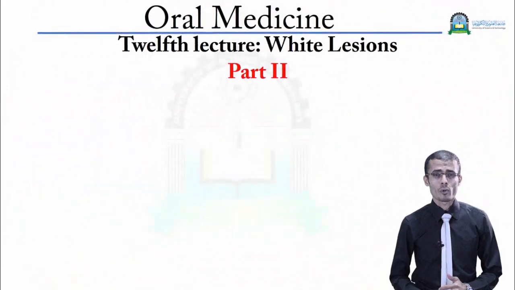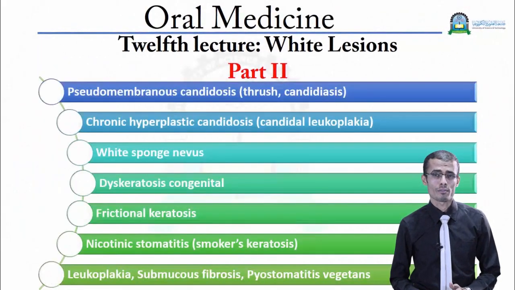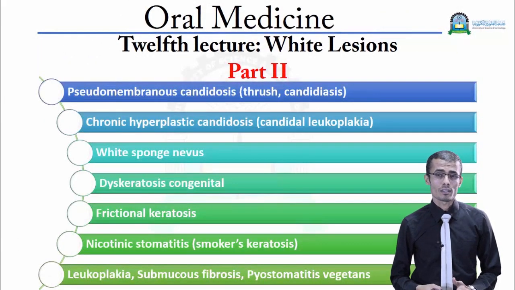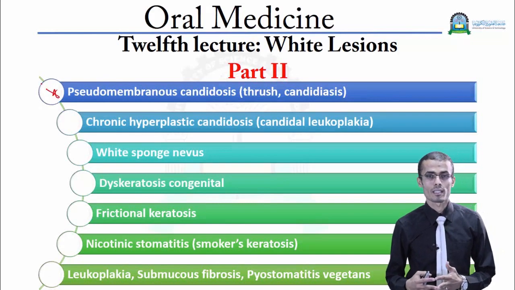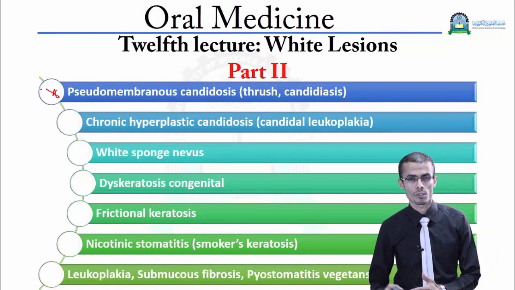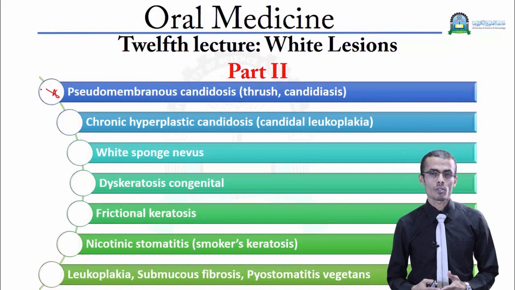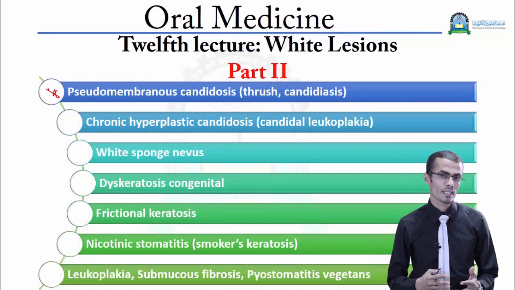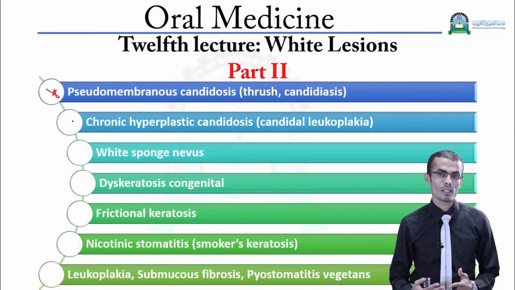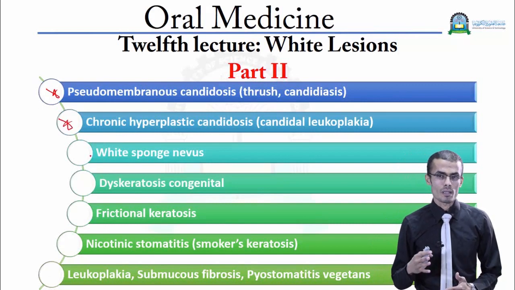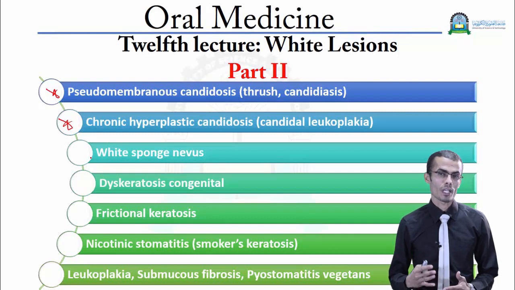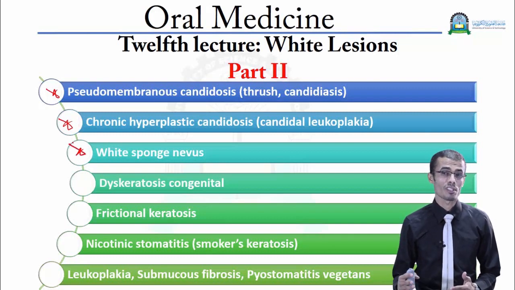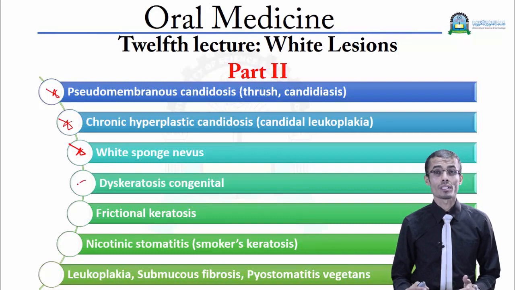In this lecture, we will talk about many white lesions, starting from pseudomembranous candidiasis as a fungal infection which presents in the oral cavity as white lesions, and we also call it oral thrush. And also we'll talk about chronic hyperplastic candidiasis, which is another fungal infection presented in the oral cavity as a white lesion. And also we'll continue talking about other lesions such as white sponge nevus and dyskeratosis congenita, which are hereditary white lesions.